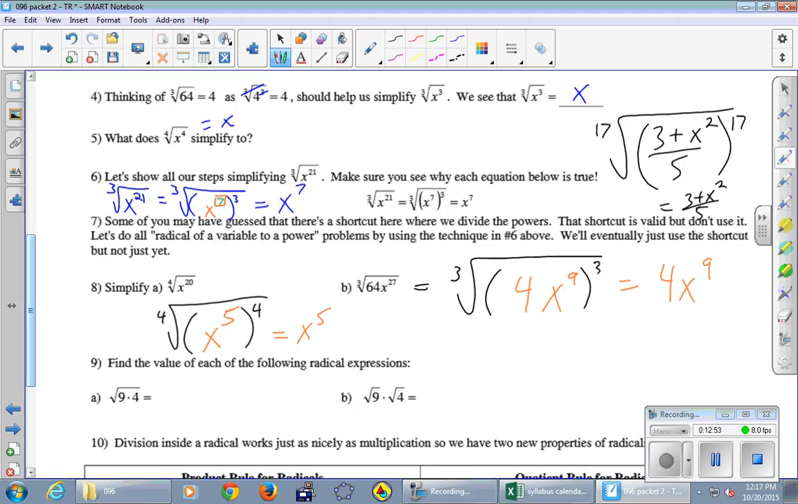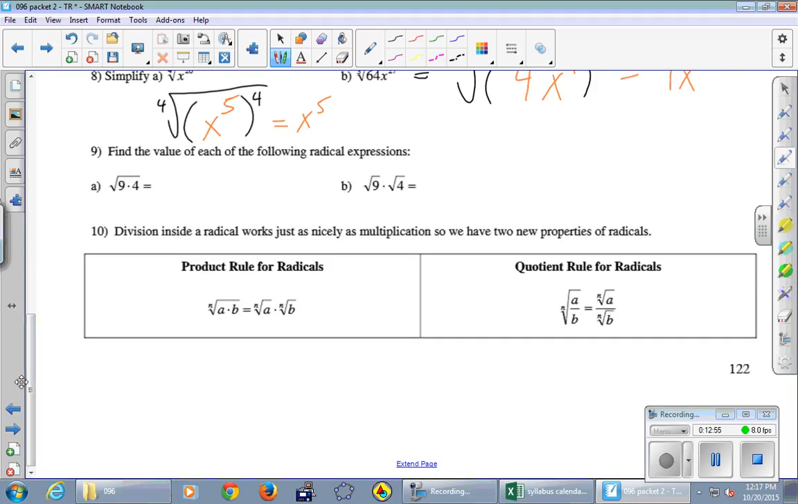Okay. Number 9 asks us to find the value of 2 different radical expressions. So the first one is the square root of 9 times 4, and the second one is the square root of 9 times the square root of 4. Let's tackle the first one first. This is the square root of what number? 36, right? And the square root of 36 is 6. So far, so good.